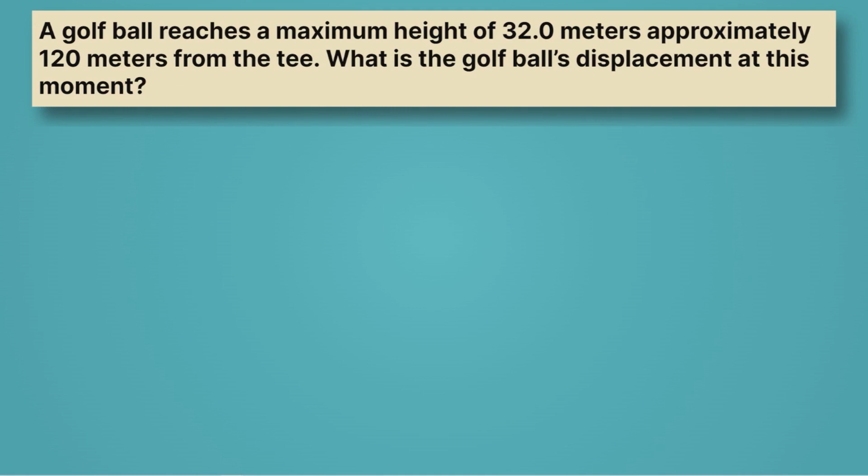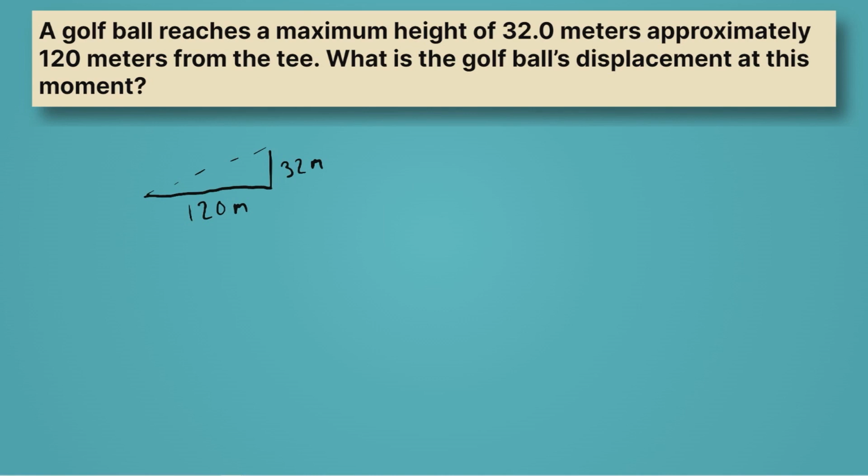All right, were you able to get it? Let's go through it. It's nice to start with a picture. We know that the tee and the place that our golf ball reaches the maximum height are 120 meters apart. So that's in the horizontal direction. Meanwhile, the golf ball reaches the maximum height at 32 meters up. And we want to know the displacement, which is the shortest distance between its starting and ending point. So it's just the hypotenuse of that triangle.